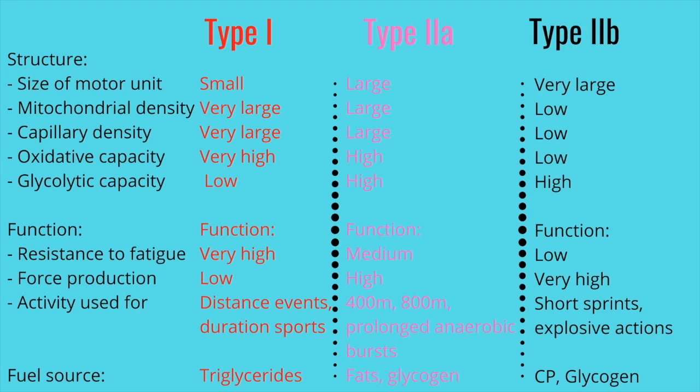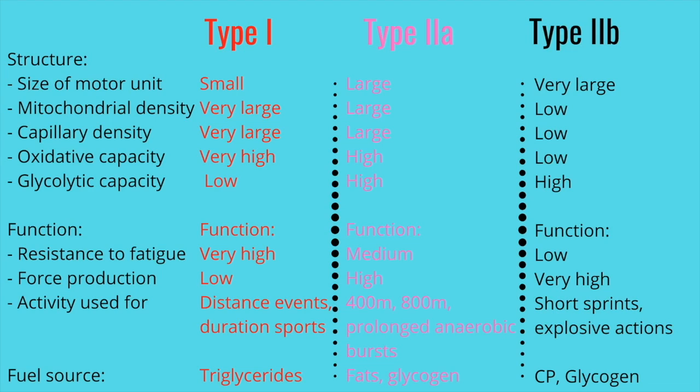It can't beat a type 1 fibre in its own right, it couldn't beat a type 2B fibre in its own right, but it's a fibre type that takes both qualities for them sports that require forceful contractions, but over a longer time than a 5 or a 10-second period.